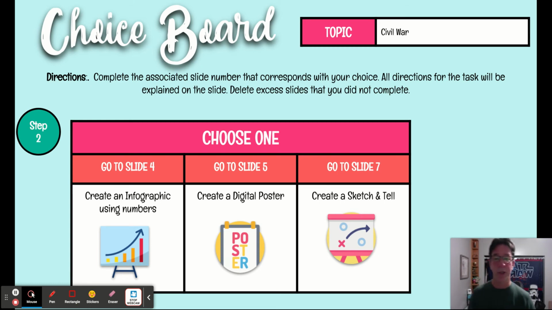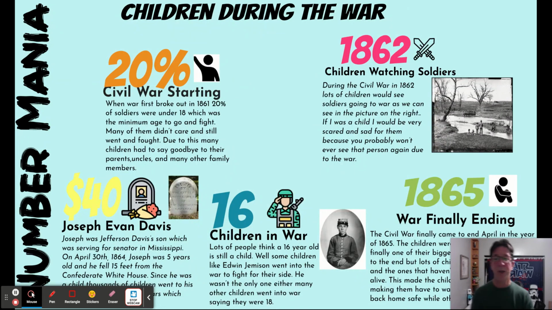They can also do a digital poster or create a sketch and tell. Once again, these are awesome ways to assess students. Here's a number mania. Okay, this student looked at the different sources, and then extracted the different language, whether it's percentages, whether it's dates, or just numbers, or even dollar amounts. And here I can see they totally understand the concept.